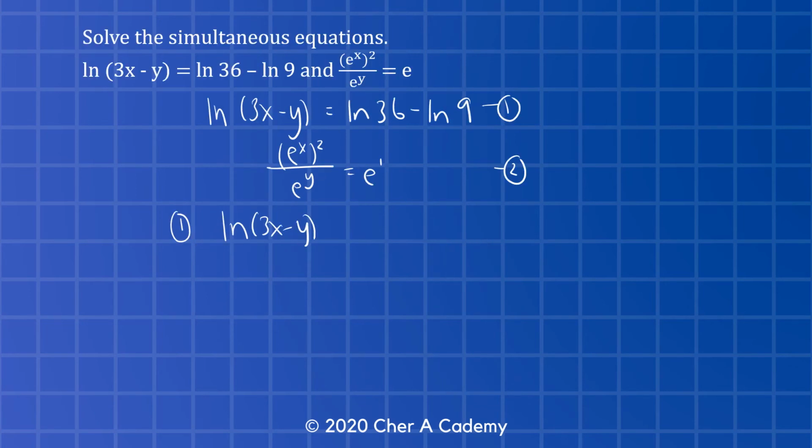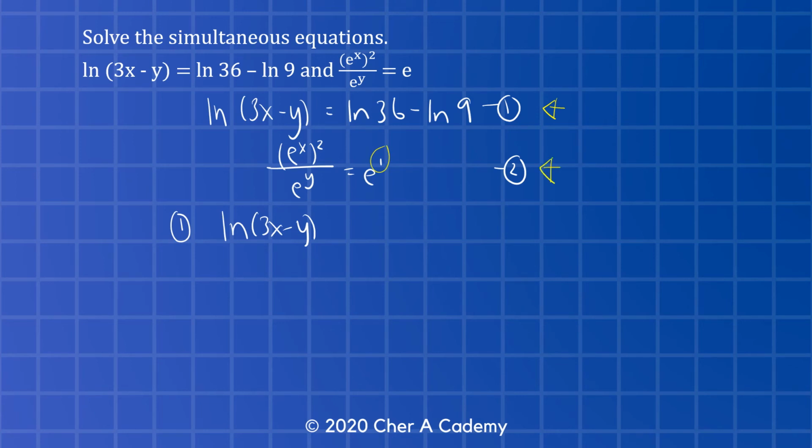Okay, so let's look at another question. Solve the simultaneous equations ln 3x minus y equals ln 36 minus ln 9. So that is the first equation. And e to the power of x squared over e to the power of y is equal to e to the power of 1. So this is the second equation.